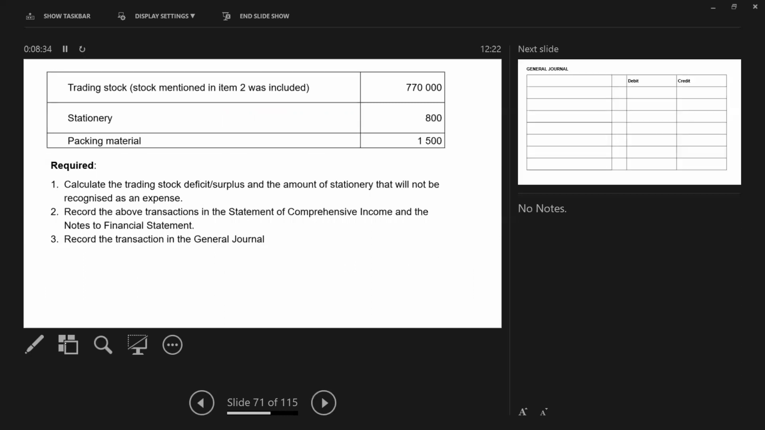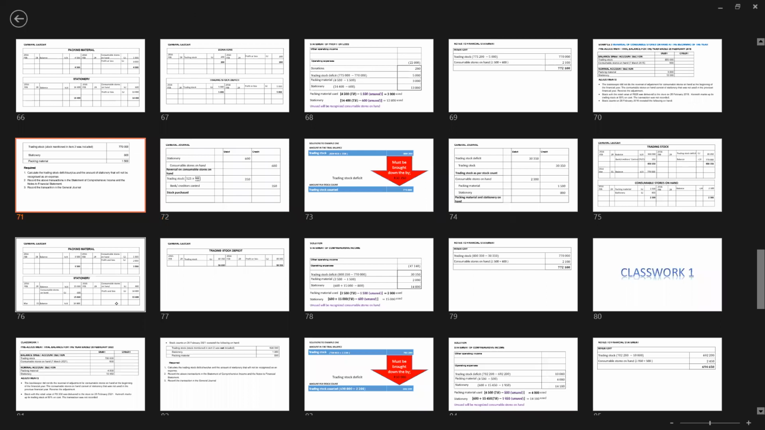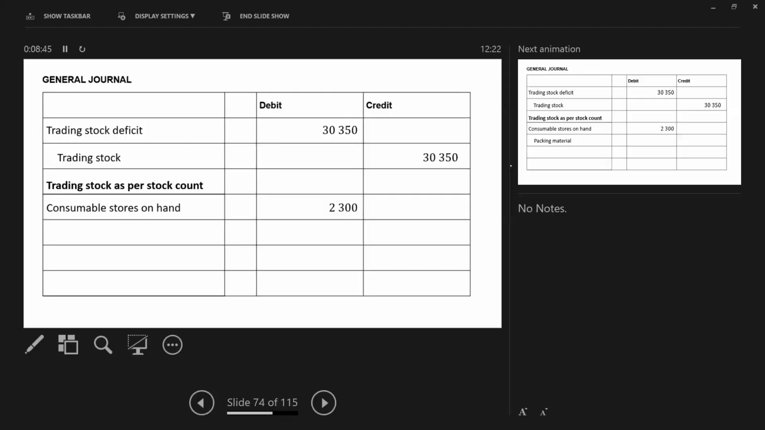All right. Now, when I record this in my general journal, I will simply add that 1,500 to 800, and it'll give me consumable stores on hand. This is what I have when it comes to consumable stores. Consumable stores being your packing material and stationery that were unused. It'll give us 2,300, that is.